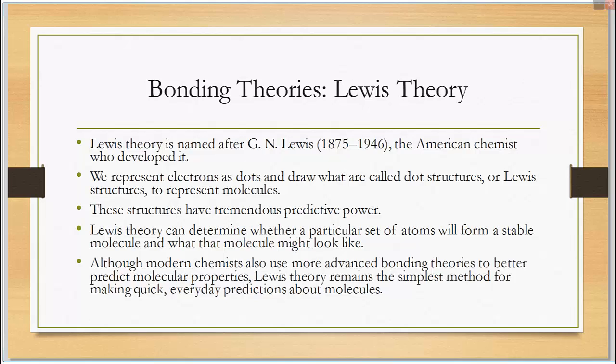We represent electrons as the dots and draw what we call the dot structures, or the Lewis structures, to represent molecules. These structures have tremendous predictive power because if we know how the model looks, then we know how it's going to act. Lewis theory can determine whether a particular set of atoms will form a stable molecule or what the molecule might look like. Although modern chemists also use more advanced bonding theories to better predict molecular properties, Lewis theory remains the simplest method for making quick, everyday predictions about molecules.